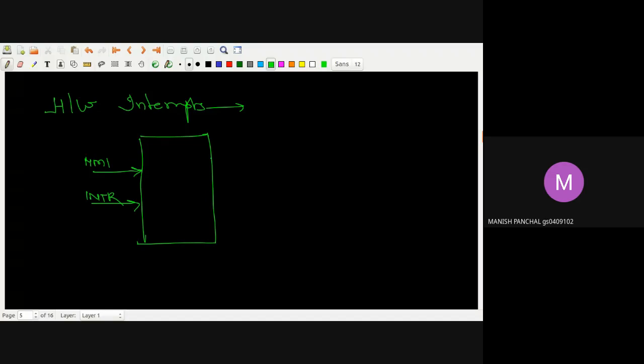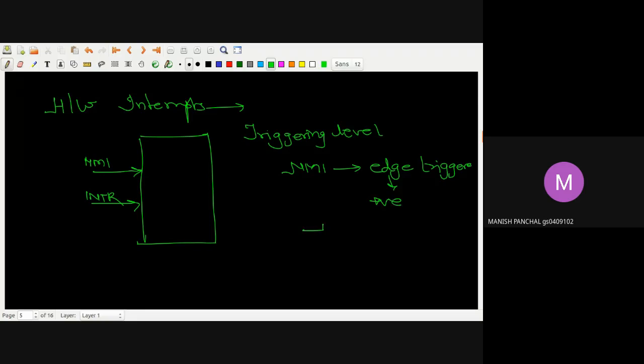Actually, the triggering level is very important here. We talked about the triggering level in the 8085 microprocessor also. In the case of NMI, it is edge triggered, and specifically positive edge triggered. Whenever I get this signal at the NMI pin at the rising edge, immediately the NMI will be actuated, and we need not set any flag for that because it is high priority. Immediately it will be served according to the routine defined for it.